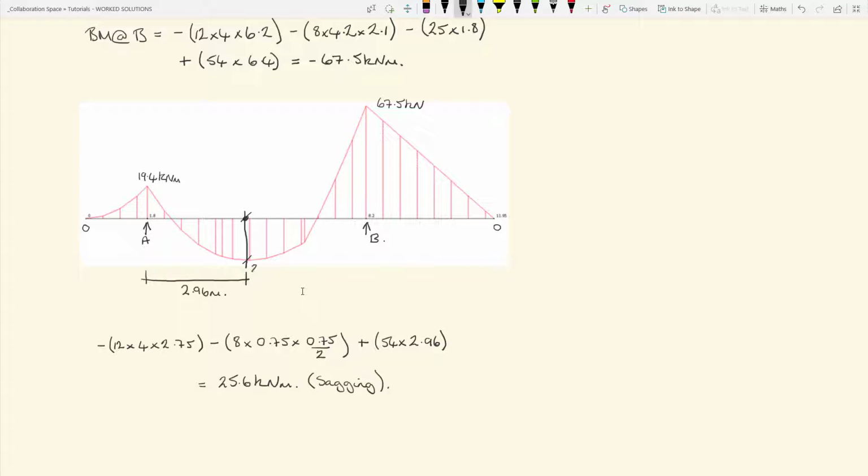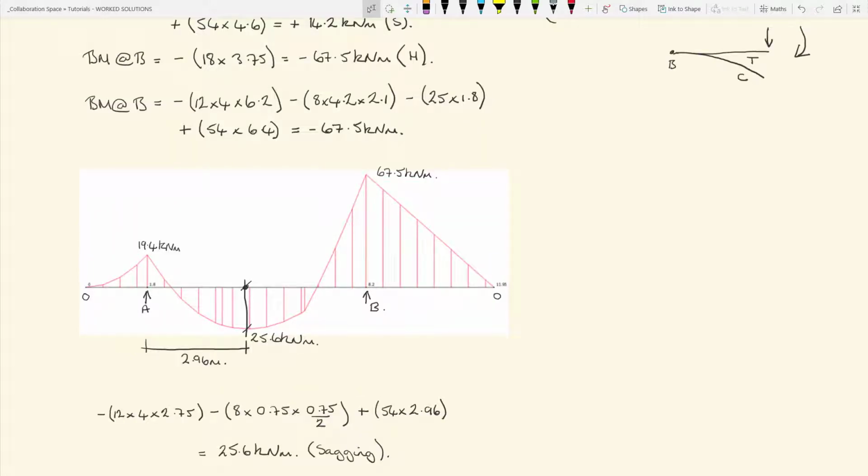So at this point here we've got 25.6 kilonewton meters of sagging moment. Again, I've marked that as kilonewtons. It should be kilonewton meters for bending moments. Right, the last part of this particular problem is to calculate the positions of the points of contraflexure.